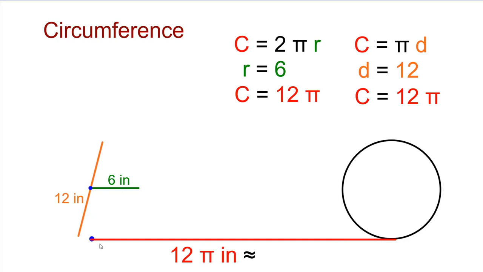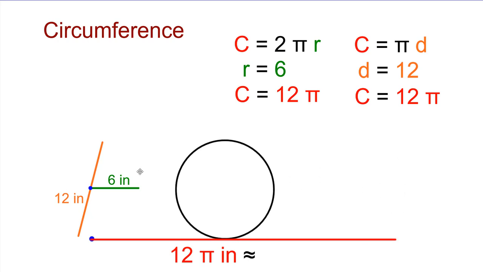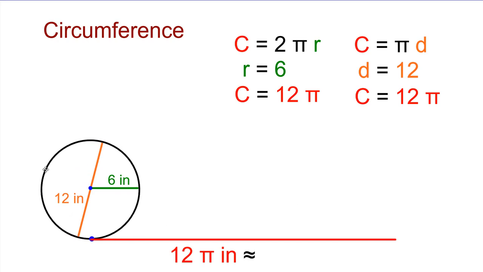Then all we have to do is measure the distance from the starting point to the ending point, and measure that flat distance along the ground. So it's a lot easier to measure this distance along the ground of one full rotation than it is to actually measure the round surface of the wheel in the first place.